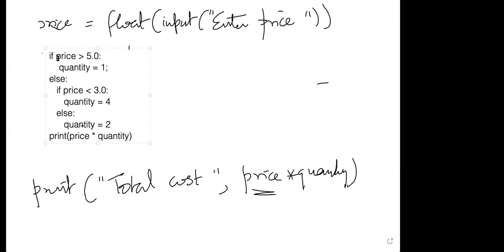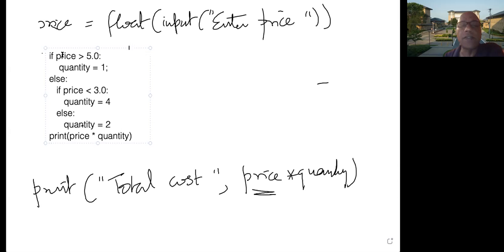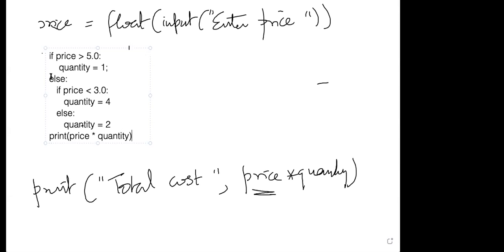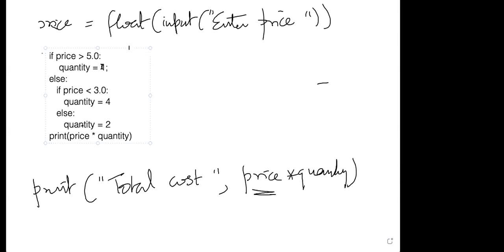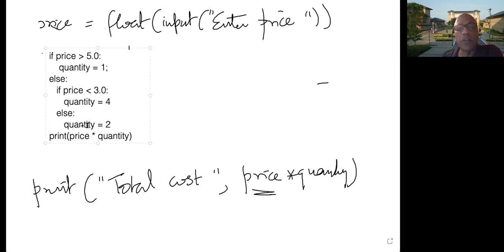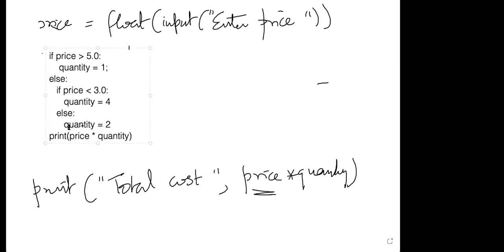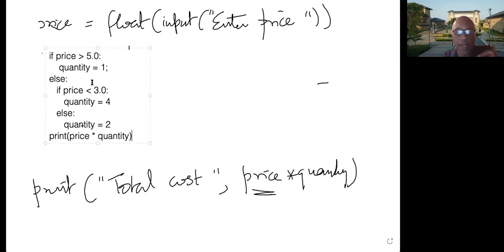Oh, okay. So since price is 6 and it is greater than 5, quantity will be set to 1. Yeah. And then we will ignore everything under the else. This is like otherwise. And quantity is already 1. We ignore everything under the else, correct? None of this will get executed. Okay, thank you. So that is why this is called a selection statement. You're selecting things based on the values of variables.